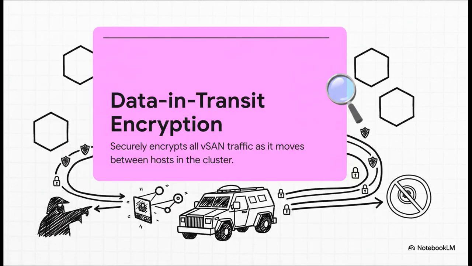And then we have its partner, Data-in-Transit. Now, if the first one was a safe, this one is like an armored car for your data. As your information is zipping across the network between the different hosts in your vSAN cluster, this service wraps it all in a layer of encryption, protecting it from anyone who might be snooping on the network.